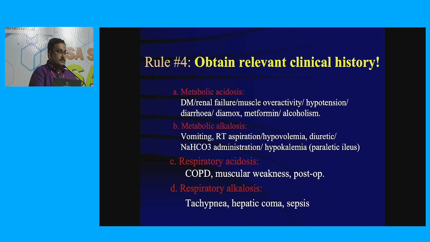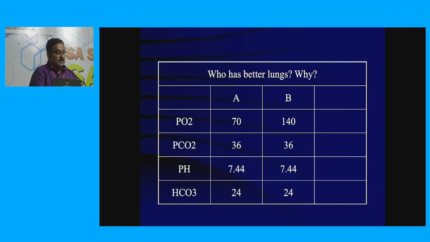So it's very important. Coming to the first group, which patient has better lungs? A has PO2 of 70, B has PO2 of 140, PCO2 of 36, all other things are normal, but the PO2 is double in B. So which patient has better lungs? Sir, I would like to know whether the patient is on oxygen supply support or not. If it is room air, I would go for A. Okay, that's what I wanted to convey.